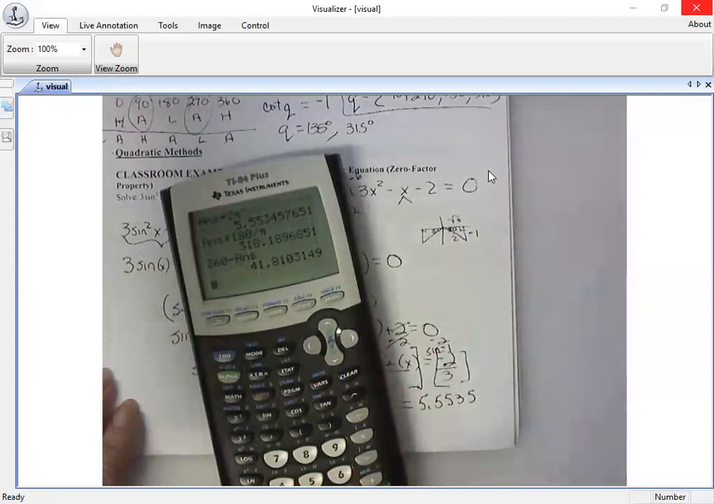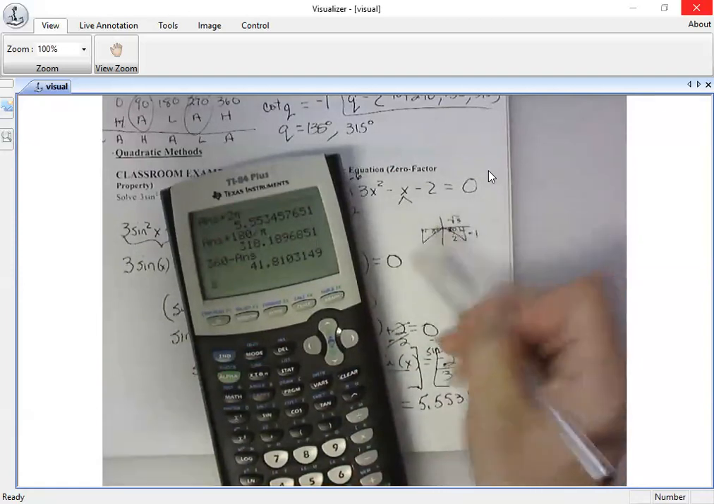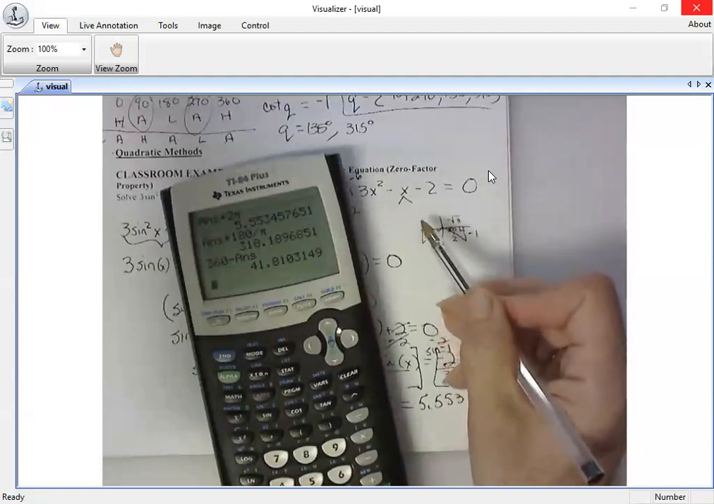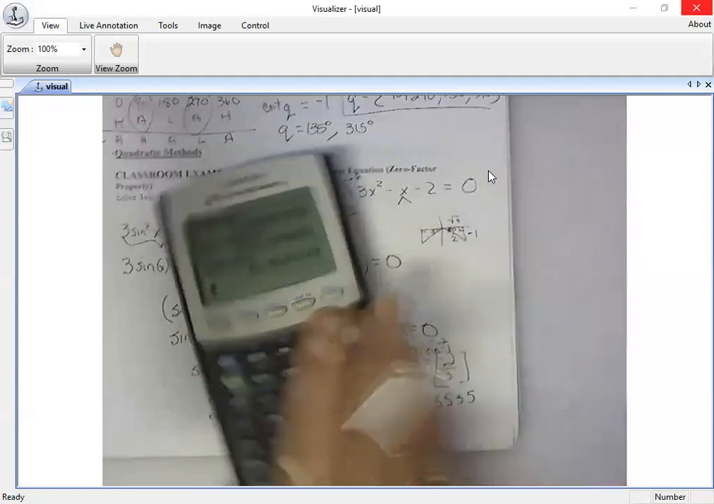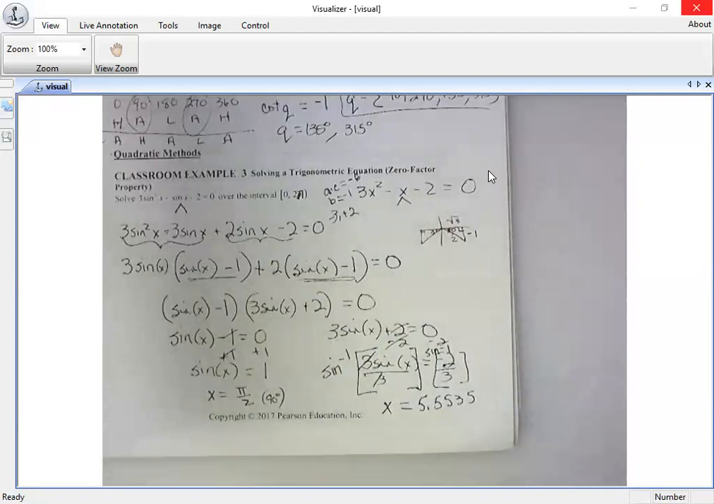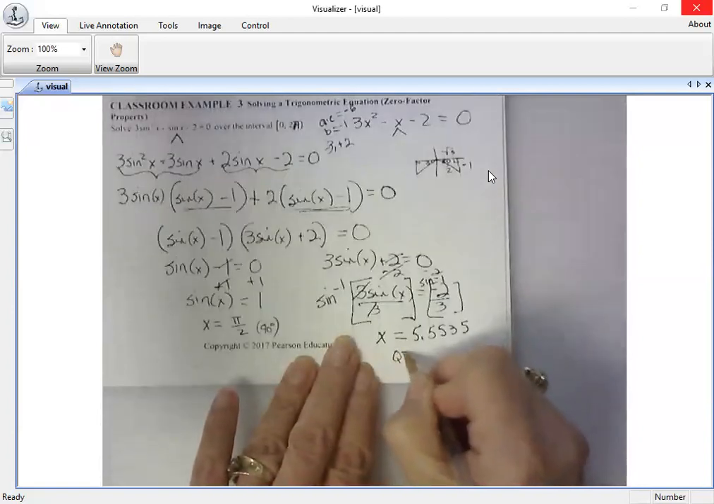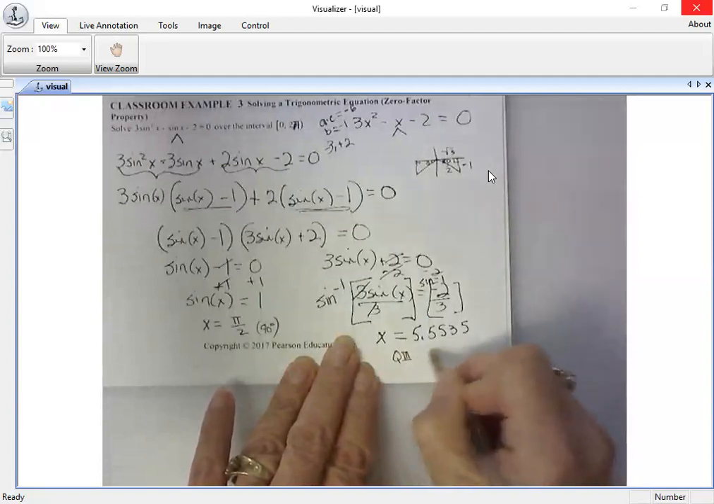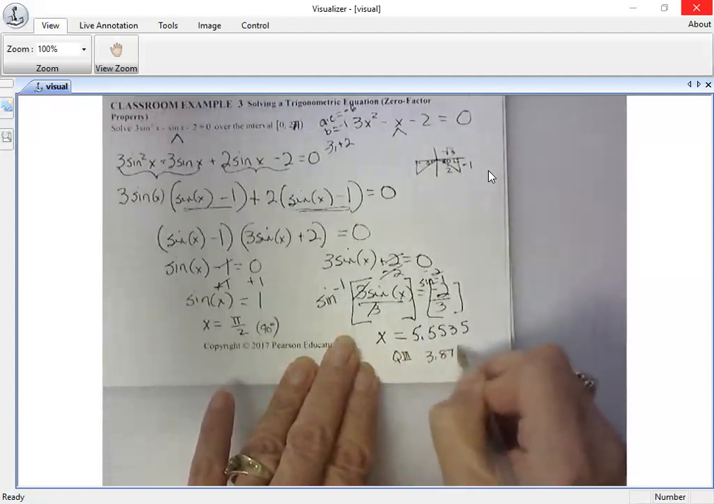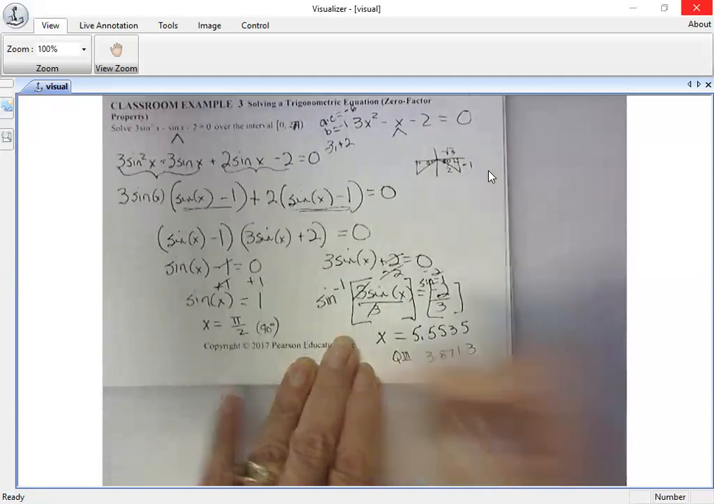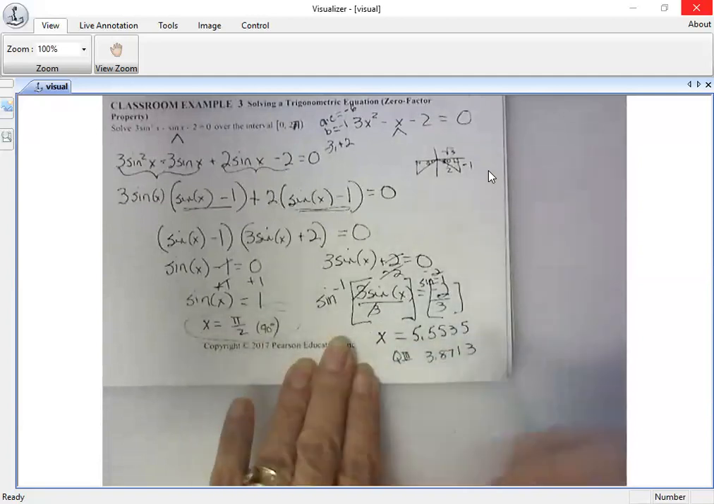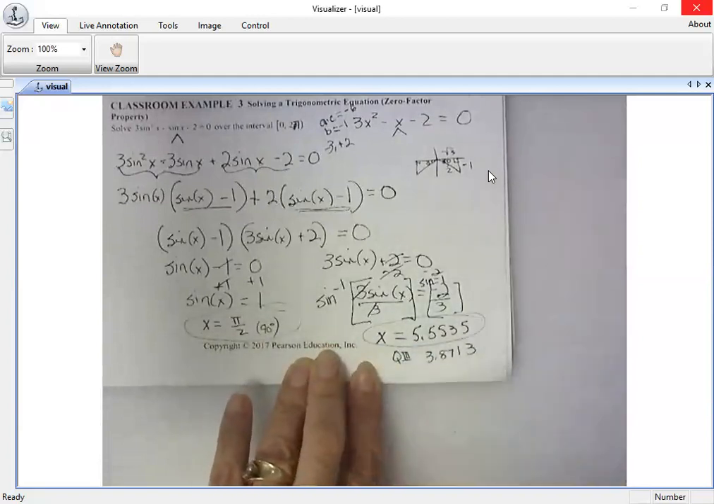And by the way, it won't be anything this hard on the test. So what we could do is figure out what it would be in degrees and then convert it back into radians. I'm going to tell you that there is one in quadrant 3. It would be 3.8713 in radians, but if you find this one and you found that one, I would be ecstatic.